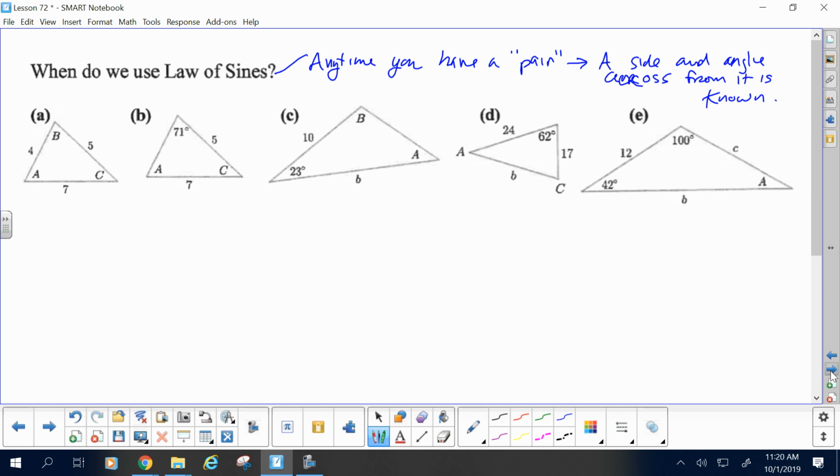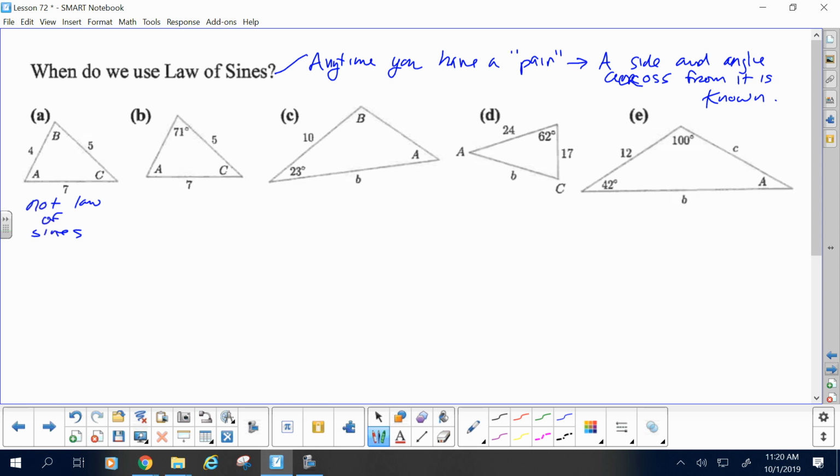Do you know any of the angles? No. So this is not law of sines. You could not use law of sines here. No matter which of the three ratios you did, 4 over sine C, 5 over sine A, 7 over sine B, you'd have two unknowns. It would never pan out because it's two unknowns in one equation.